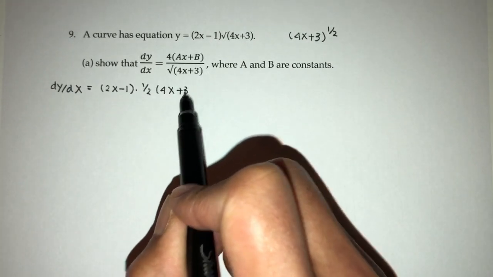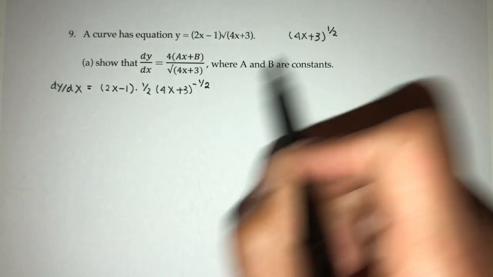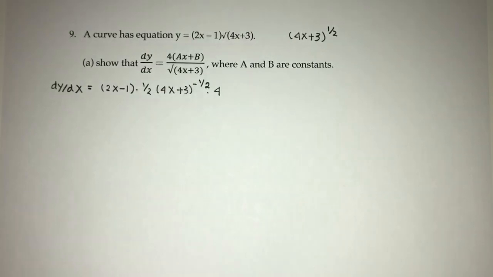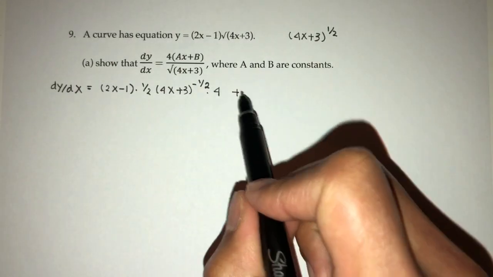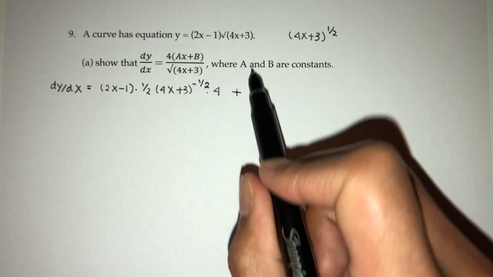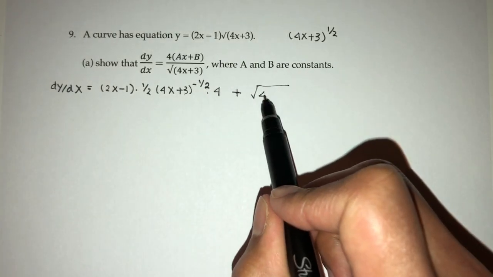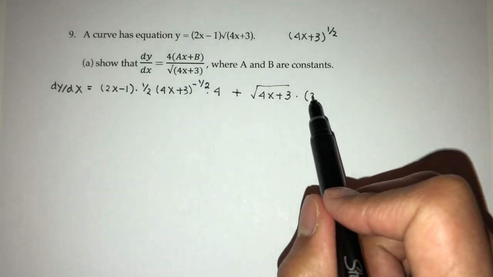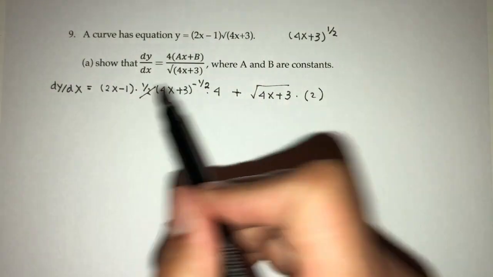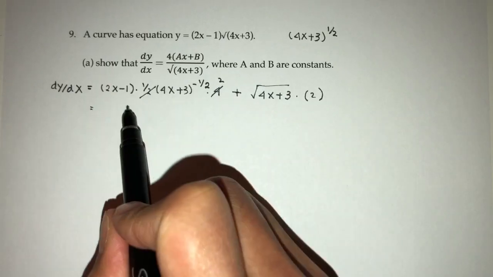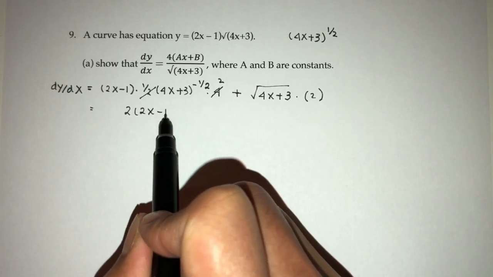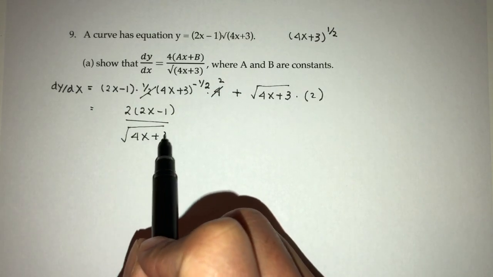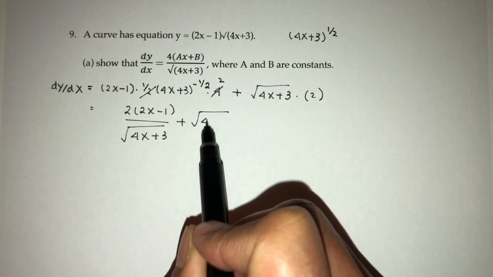So d by dx of this will be half of 4x plus 3, power minus half, times the value d by dx of the inside, that will be 4. Then we have to write plus, and you have to write the second one as it is, 4x plus 3, multiplied by d by dx of the first one, which will be 2. So simplify, that will be 2. So you will have 2x minus 1. We bring this down, it becomes root of 4x plus 3 plus root of 4x plus 3.